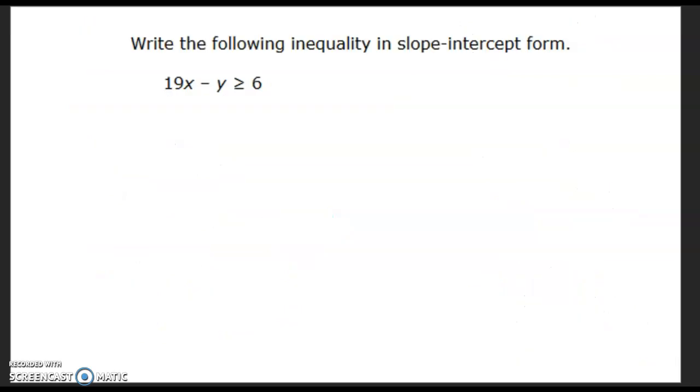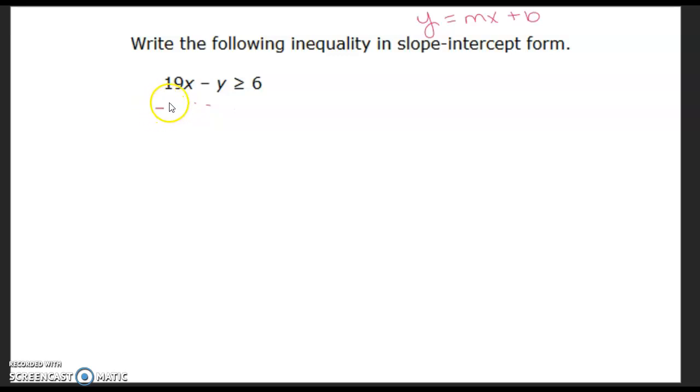All right, let's do one more example. I'm going to do a draw. All right, so write the following inequality in slope-intercept form, which is y something mx plus b. But this, we're having something in the way of the equal sign. All right, remember our 2 steps? Move x, divide the number in front of y.